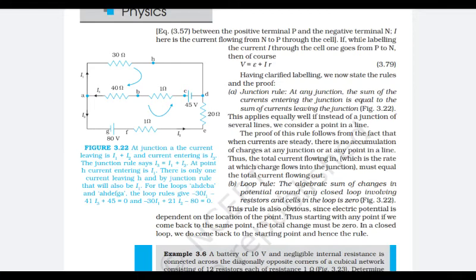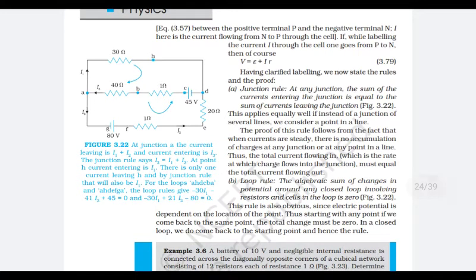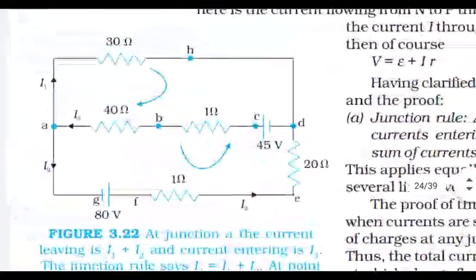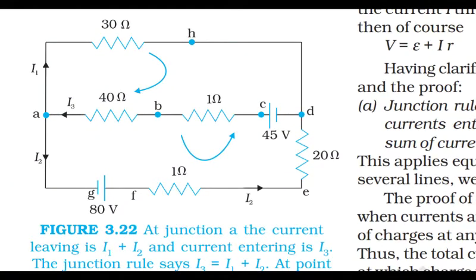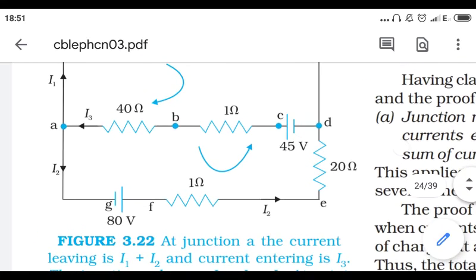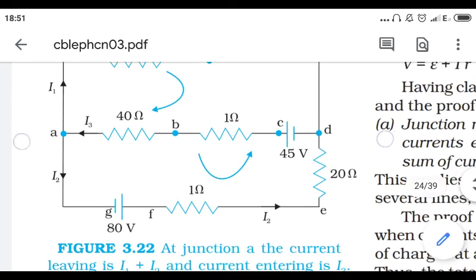What does any junction mean? Any point where different wires meet. The sum of currents entering the junction is equal to the sum of currents leaving the junction. If we look at this diagram, figure 3.2, a circuit diagram is given. If you look at point A on the left-hand side, the directions of the currents are already mentioned.